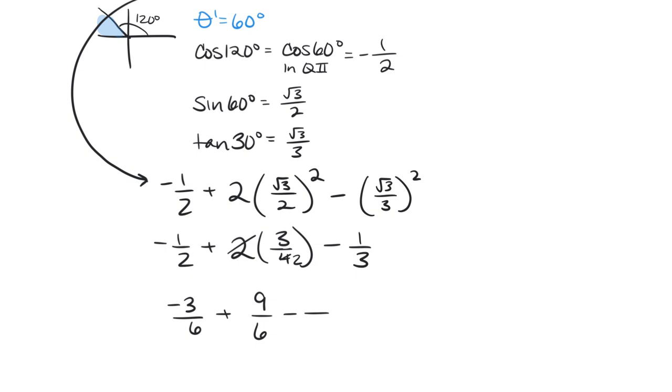And then 1/3, what would I change that to? 2 over 6. So then once they have the same denominators, you just do the arithmetic with the top. Negative 3 plus 9 is 6. Minus 2 is 4. So 2/3. Good little arithmetic review. To add and subtract fractions, they have to have a common denominator.